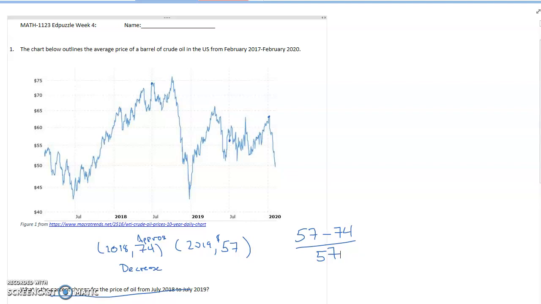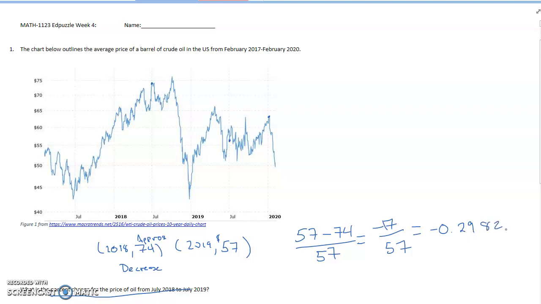And when I do that, 57 minus 74 is negative 17 over 57, which gives us negative 0.2982. Again, we could round this to 0.30 or something like that. Now I'm going to times that by 100 to get it to a percentage, so negative 29.82%.